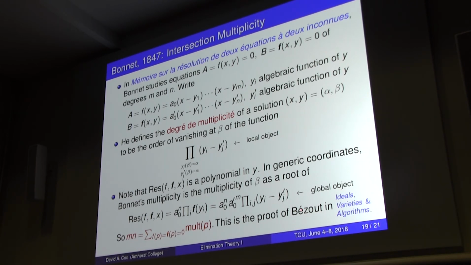And it turns out that in the book Ideals, Varieties, and Algorithms, we actually give a proof of Bezout's theorem using this approach. We don't talk about this so much, but we use this resultant-based approach to prove this particular version of Bezout's theorem over the complex numbers. And so this is where multiplicities enter into the picture in a pretty nice way.